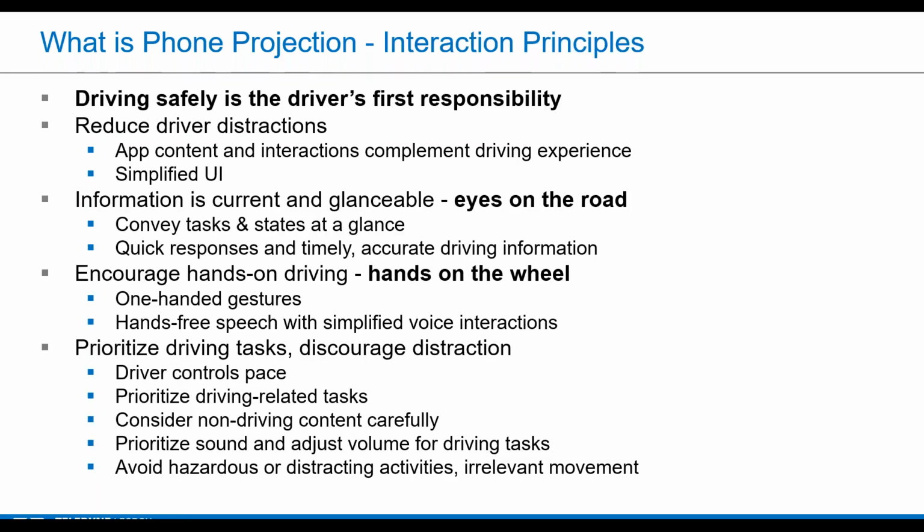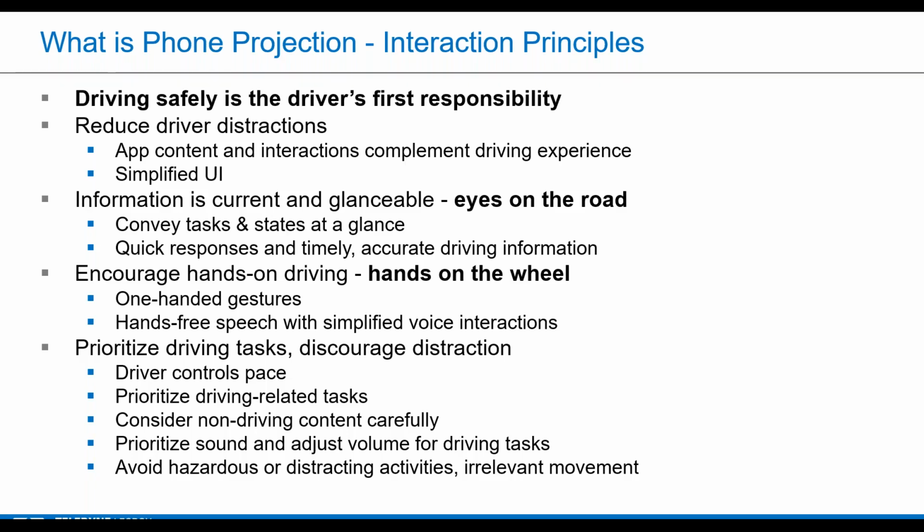So moving on, it's probably worth stating what the interaction principles are for phone projection. I've put in bold here, driving safely is the driver's first responsibility, and everything else is secondary to that. So all the design by car makers and app developers has to reflect that priority. But how do we do this? Well, firstly, we need to reduce driver distractions. The app content and the interaction should complement the driving experience, not fight it, with a simplified UI. And the mantra really should be eyes on the road and hands on the wheel. I've bolded that here as well because that's important.